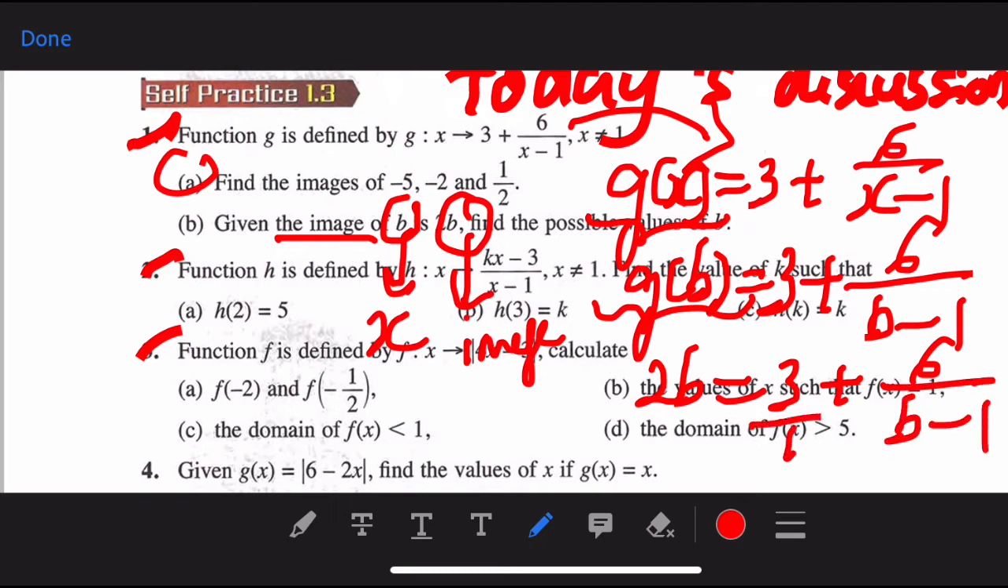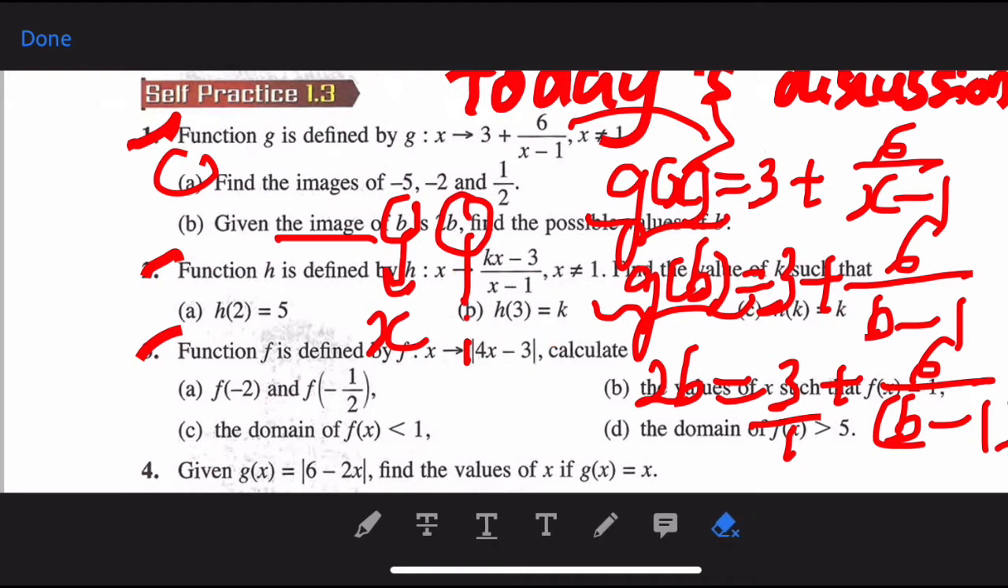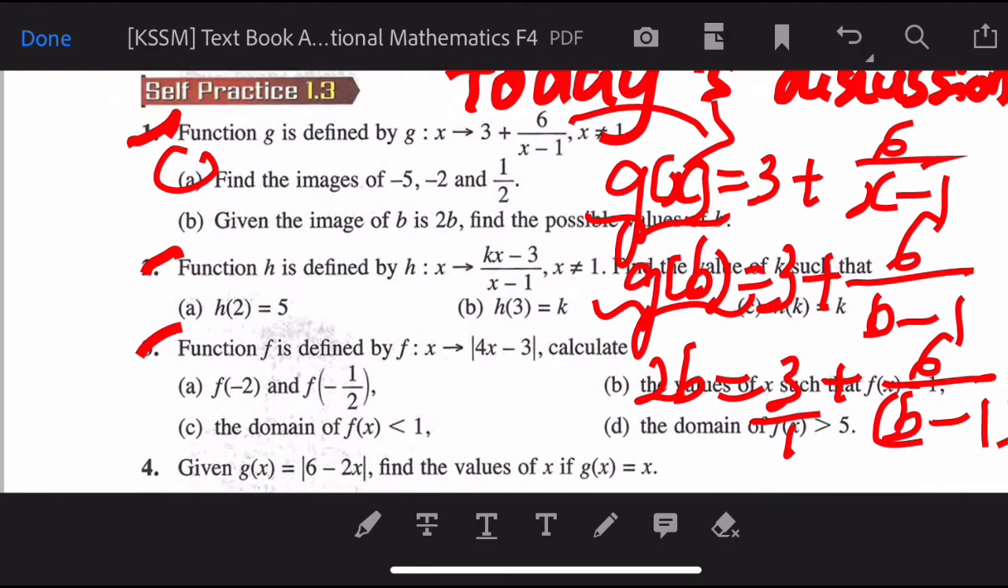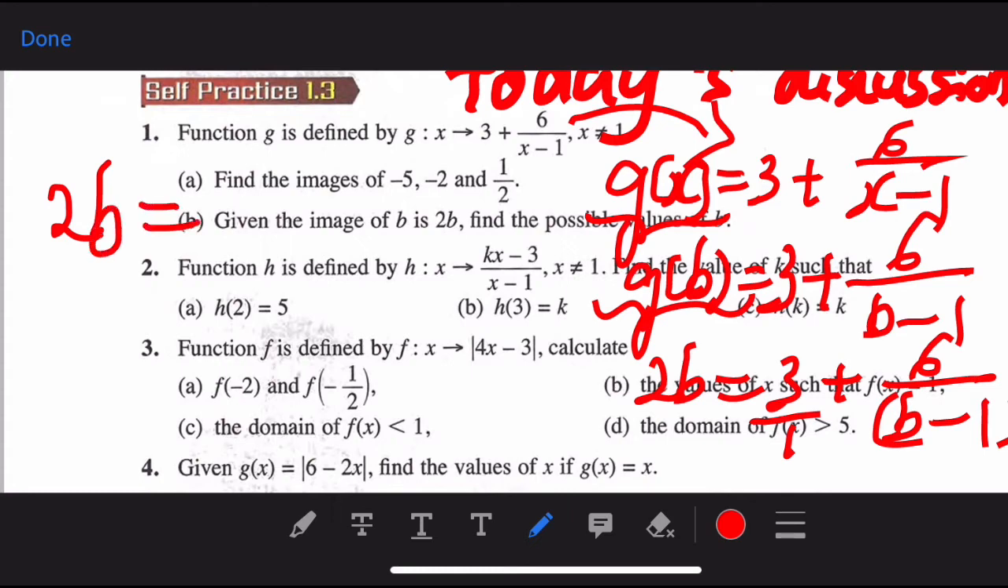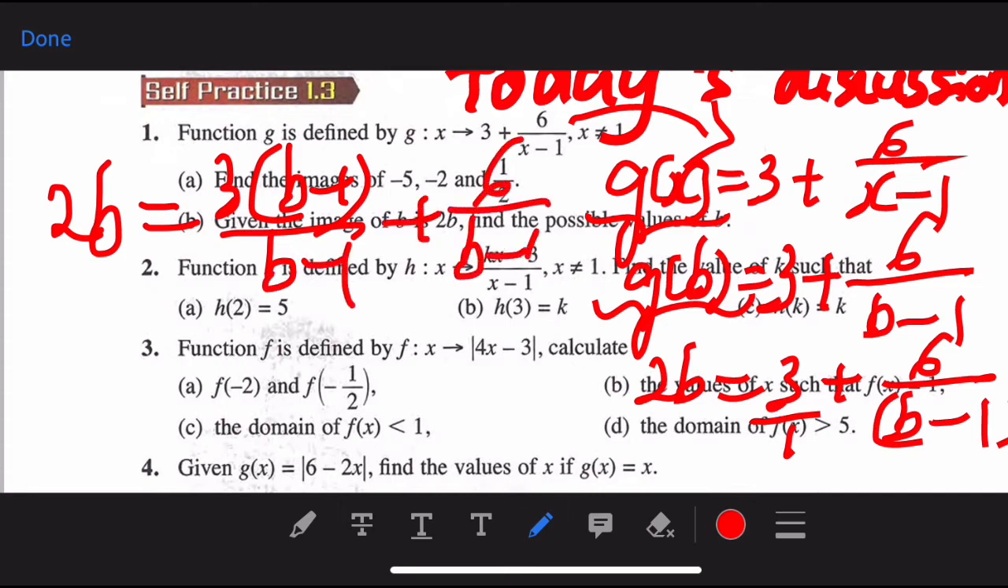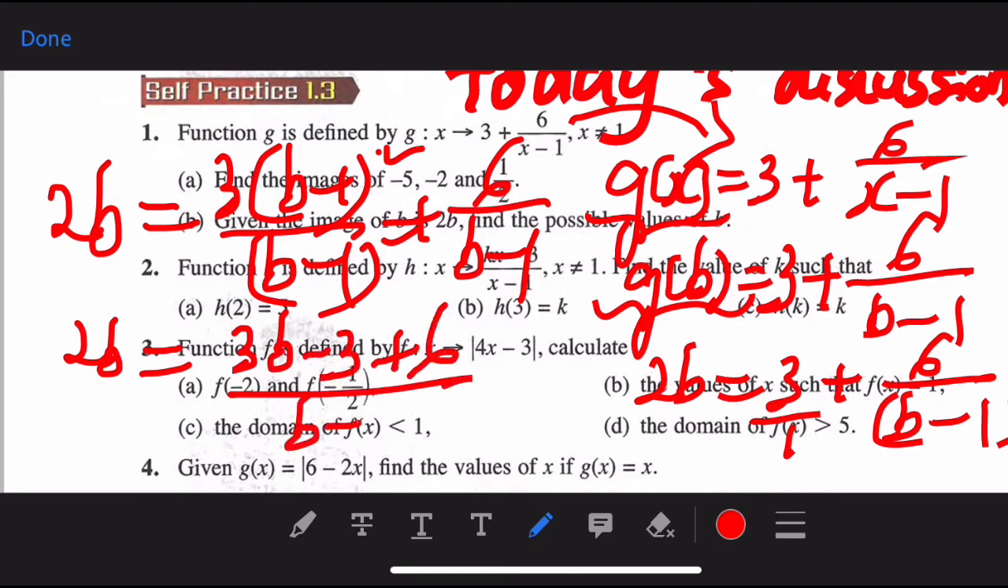Now in order to simplify this, you need to make the denominator the same. How to do that? You know how to do it? Okay, let me show you. So 2b is equal to 3 times (b minus 1) over (b minus 1) plus 6 over b minus 1, right? You multiply these two, then with the same denominator you can just expand over b minus 1.